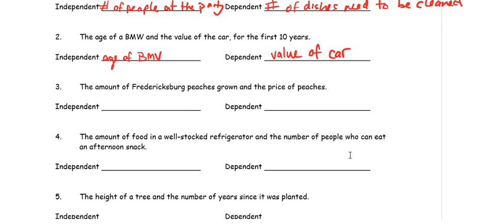The amount of Fredericksburg peaches grown and the price of peaches. Well, look at the market right now. Toilet paper probably is being upcharged right now because of the high demand for it. So if you have less of something, then, yeah. If you have more peaches grown, they're going to cost a little bit less. Okay? That's what I would think. Amount of peaches grown and price.